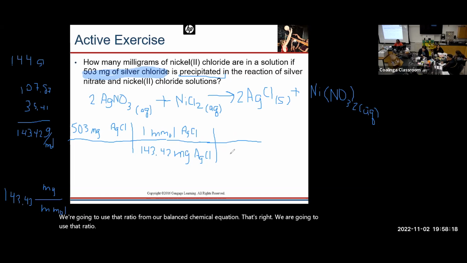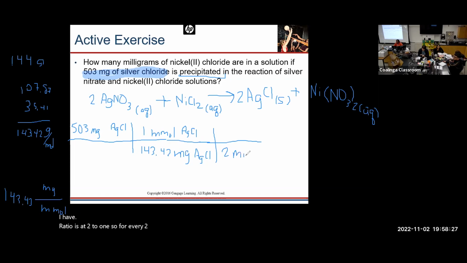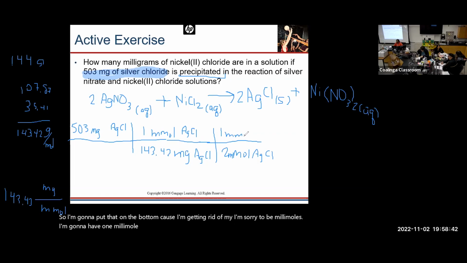Okay. So the ratio is 2 to 1. So for every 2 moles of silver chloride, put that on the bottom because I'm getting rid of my millimoles, I'm going to have 1 millimole of nickel chloride. Nickel 2 chloride.